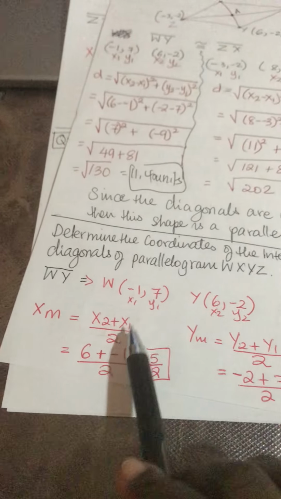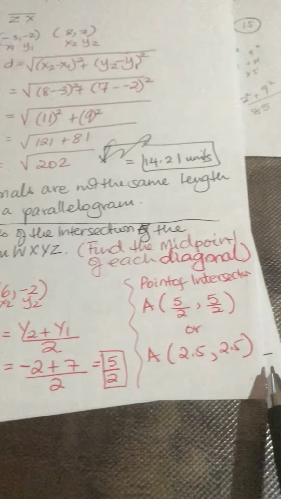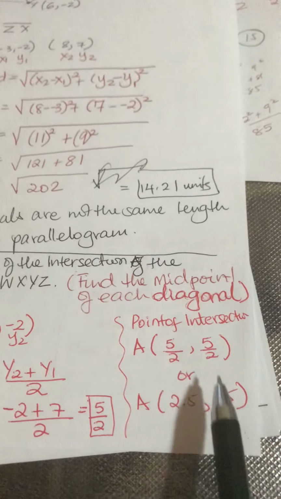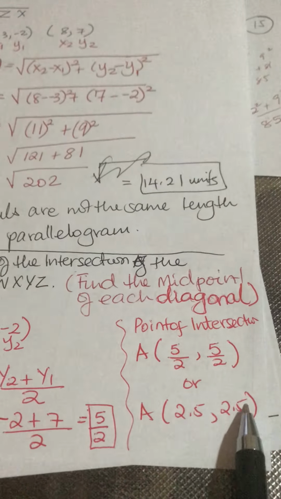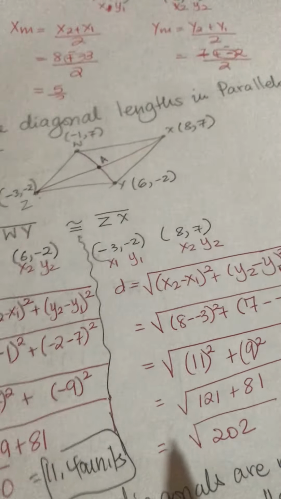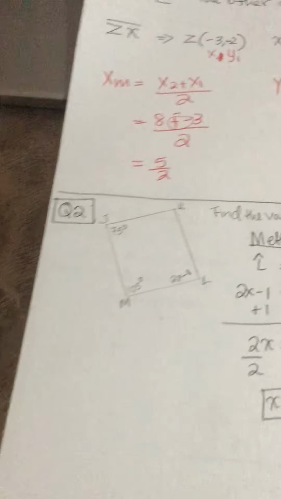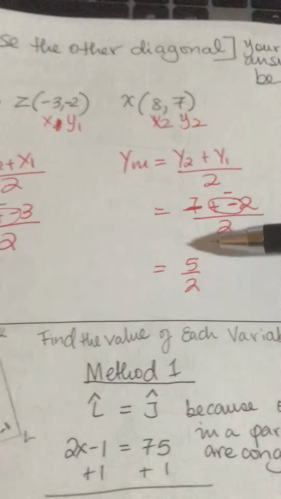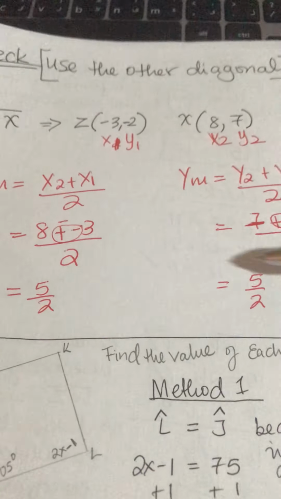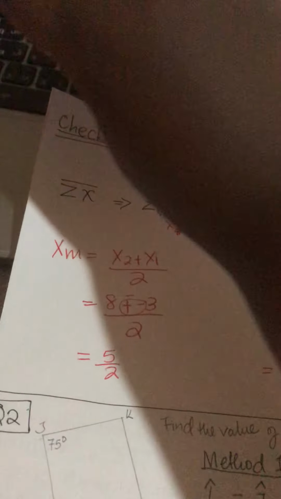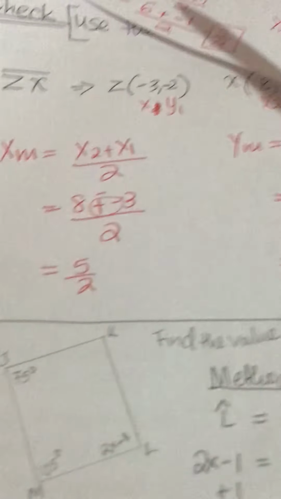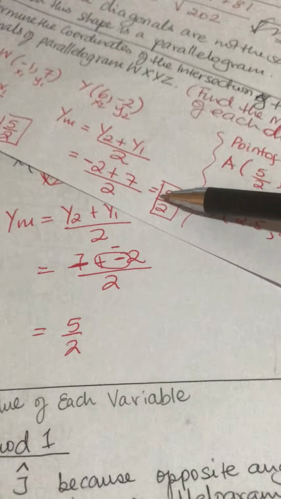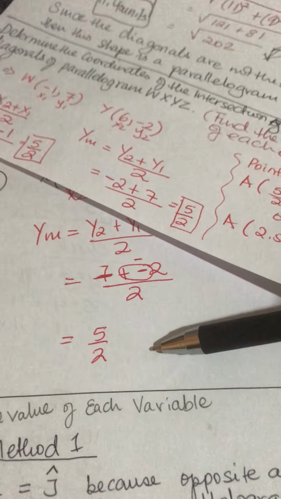So I did my values, and here is my midpoint. I wrote it as a fraction, and you can write it as a decimal. Okay? So now let us do the check. As you can see, I did my work for the check, and my answers are the same. So xm here is 5/2, and ym is 5/2. Okay?